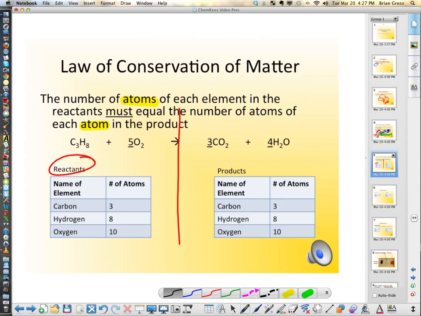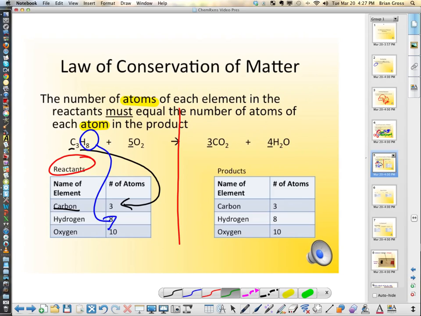First, I'm going to look for all the carbon atoms. So here's carbon. We're going to identify them. Here's carbon, and it says I have 3 carbons. So I'm going to take that 3 and put it into the number of atoms because I have 3 carbon atoms. Next, I have hydrogen, and I have 8 hydrogen atoms here. Do I have any other hydrogen atoms on this side of the chemical reaction? I do not. So that 8 comes down here into the number of atoms.